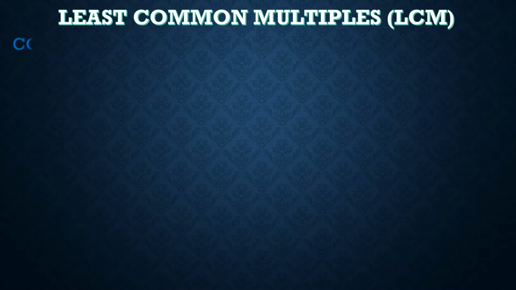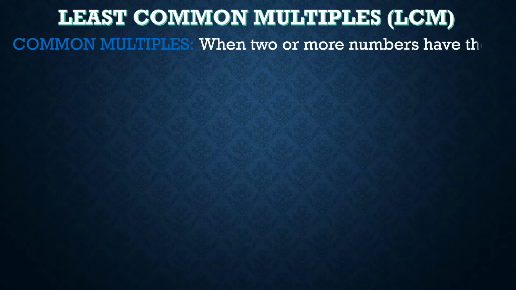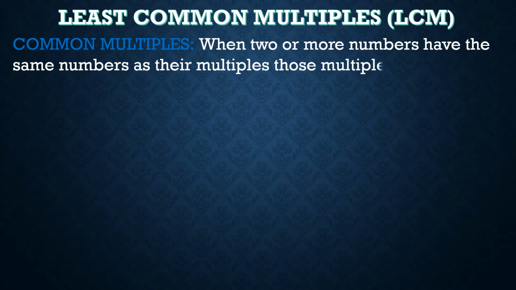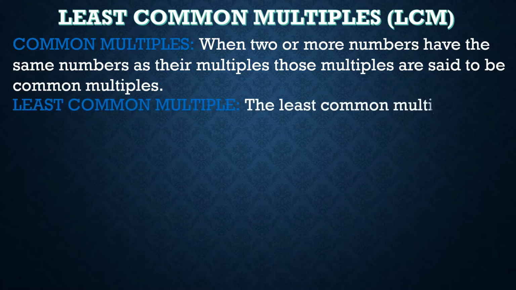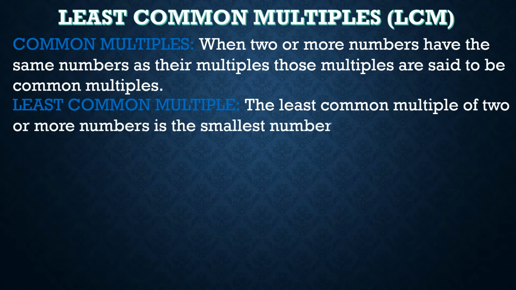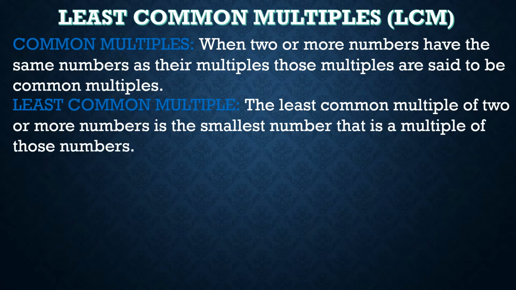Let us understand the meaning of the term common multiple. When two or more numbers have the same numbers as their multiples, those multiples are said to be common multiples. Now let us see what we mean by the least common multiple. The least common multiple of two or more numbers is the smallest number that is a multiple of those numbers. To understand it in a better way, let us solve an example.